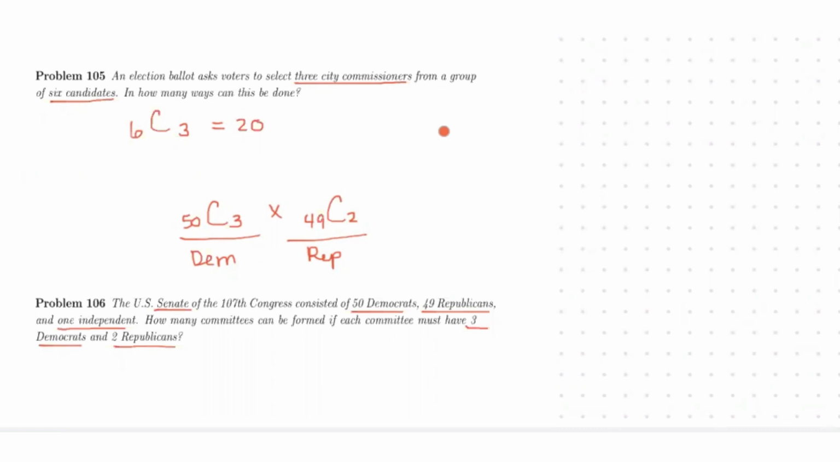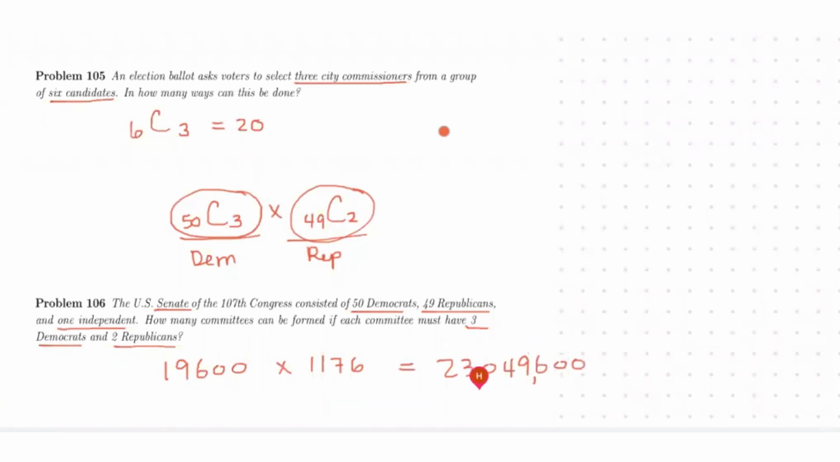Okay, so let's see. 50 combination 3. Let's first compute the Democrats. What number do you have? 19,600. Okay, the next one, 49 combination 2. I have 1176. You multiply that together. 23,049,600. So there are many ways to do it.